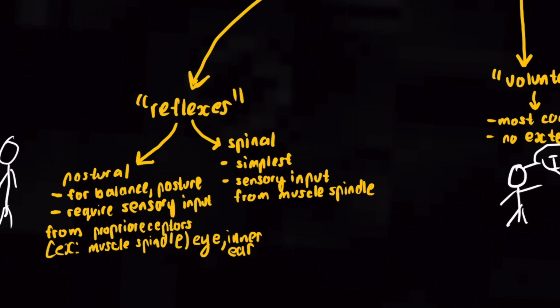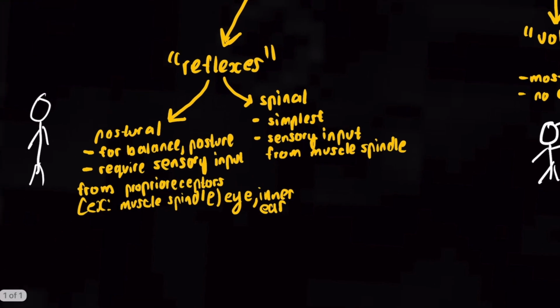And then you have your postural reflexes, which, as the name suggests, are for maintaining balance and posture. These are reflexes that prevent you from falling down, for example when you step on a nail. This requires sensory information from our proprioceptors, like muscle spindles, the eyes, the inner ears, things like that.